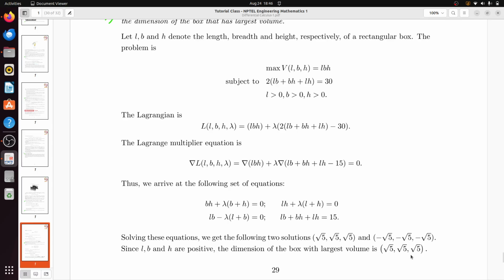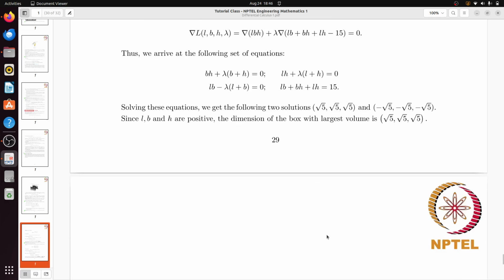So that will be a cube, right? The answer will be a cube, because x, y, z are all equal. So what will be the volume? The volume will be 5 root 5. Yes, very good, very good.